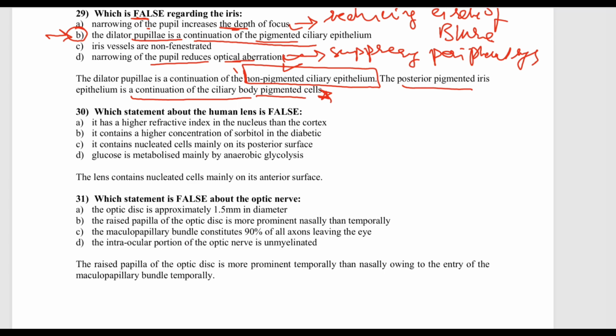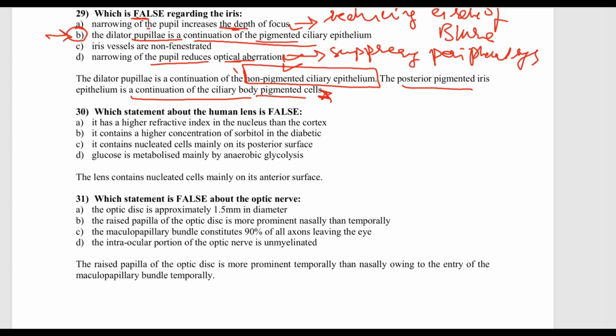The next MCQ is: which statement about the human lens is false? The options are: it has a higher refractive index in the nucleus than in the cortex; it contains a higher concentration of sorbitol in diabetics; it contains nucleated cells mainly on its posterior surface; glucose is metabolized mainly by anaerobic glycolysis.